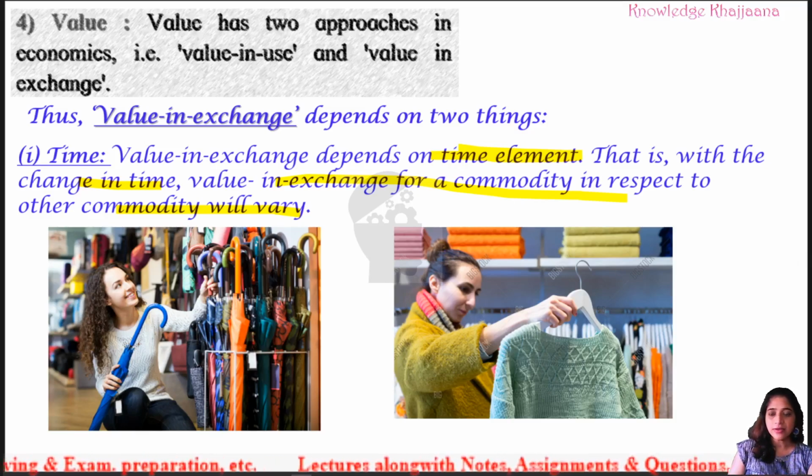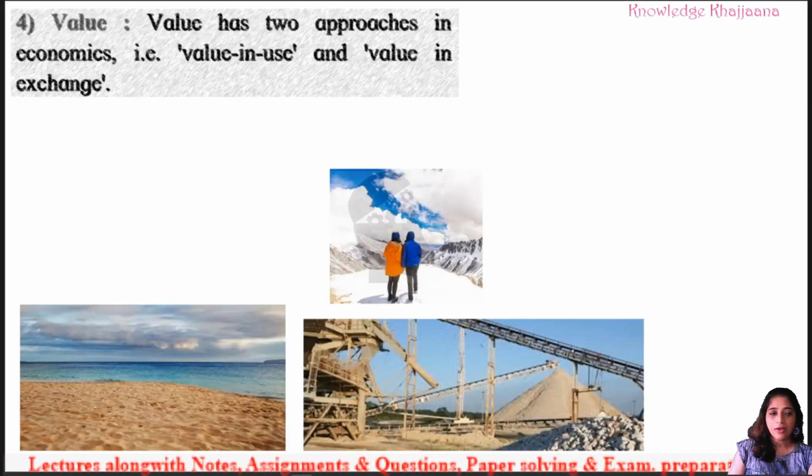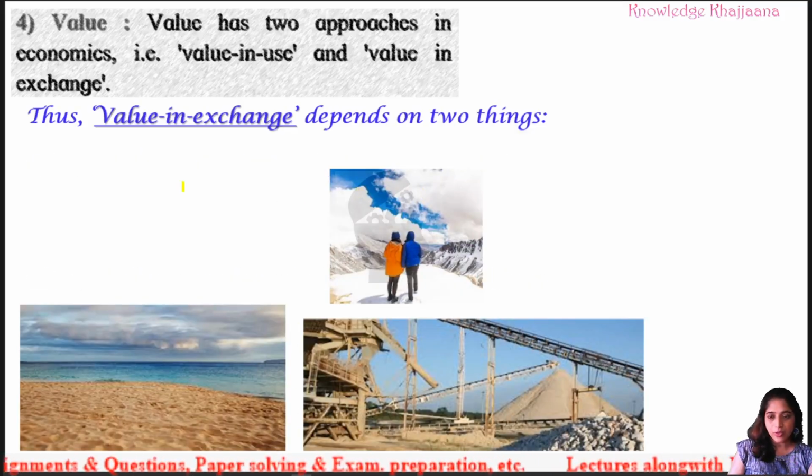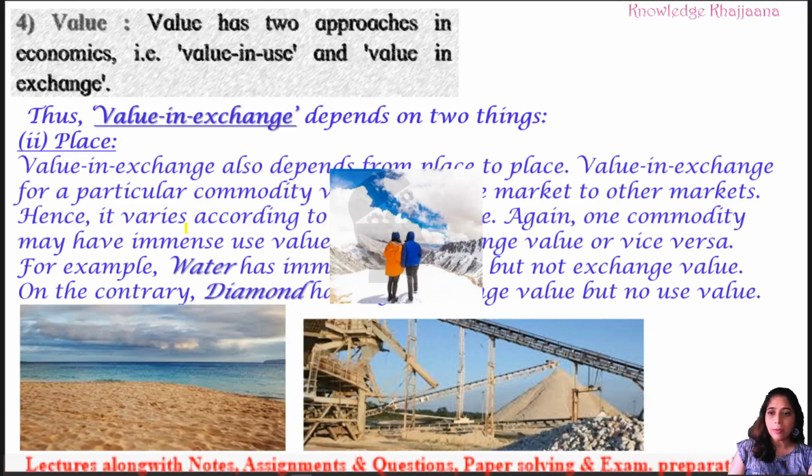The second is value with place. Value in exchange depends on the second thing, which is place. Now see, this is the example. This is sand. There is lots of sand on the earth. As 70% of the earth is occupied with water, there will be lots of sand also. There is sand lying on the seashore. Does this sand have any value here on the seashore? No, this sand has no value just lying on the seashore.